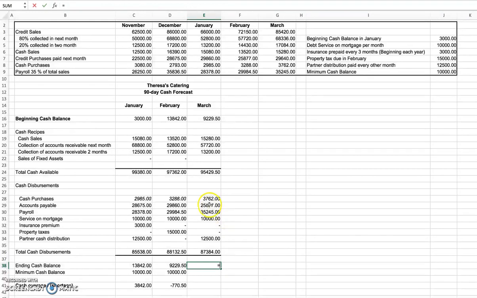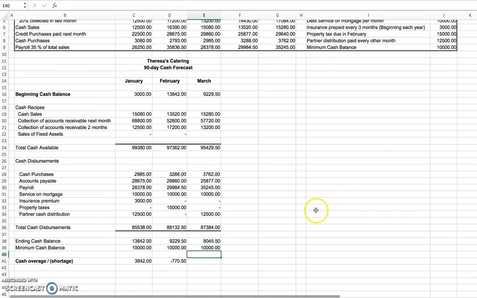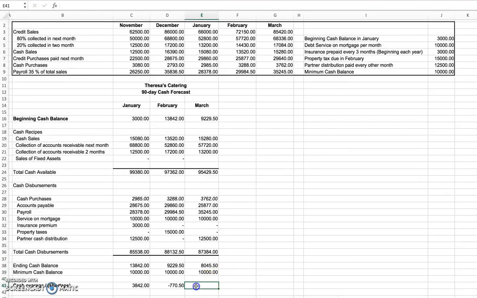And now we'll just take a look at the difference again from total in minus total out. And again, we want to have that minimum cash balance of $10,000. And if we take a look at the difference again, we are short again. So you can see there's a bit of a trend. We are not meeting our minimum cash balance of $10,000.